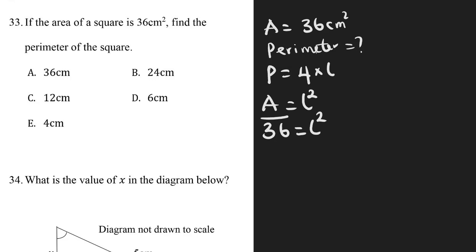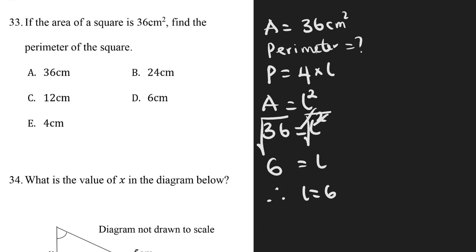So whatsoever you do to this side, you have to do it to this side. So these two will cancel this square. You're left with L. Then the square root of 36 is 6, right? So therefore L is equal to 6.